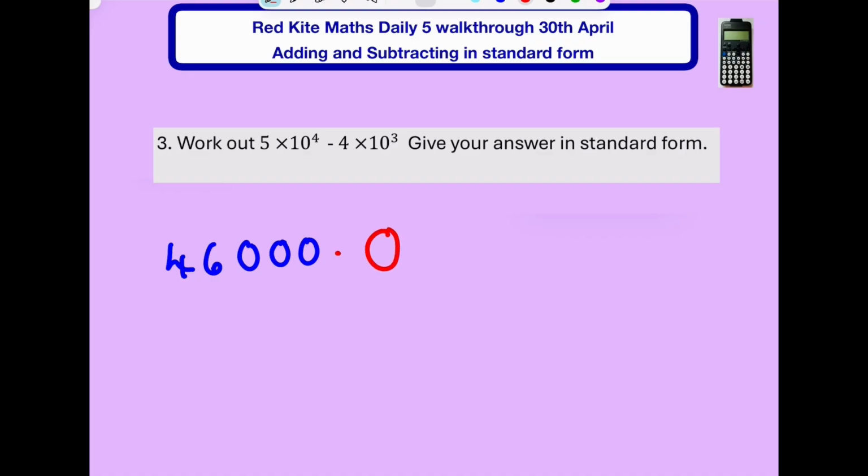And that will help me to move it to make it into standard form. So I'm going to move it once, twice, 3 times, 4 times. So my answer is 4.6 × 10 to the power of, 1, 2, 3, 4, so 10^4.